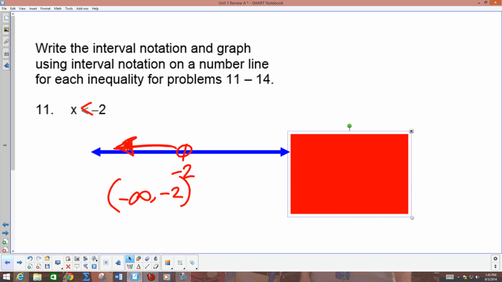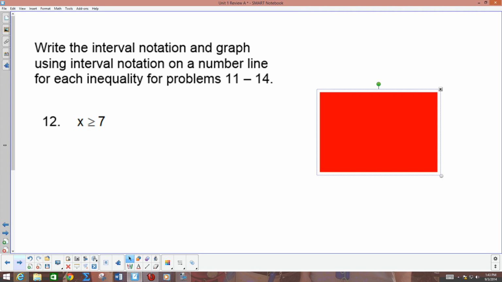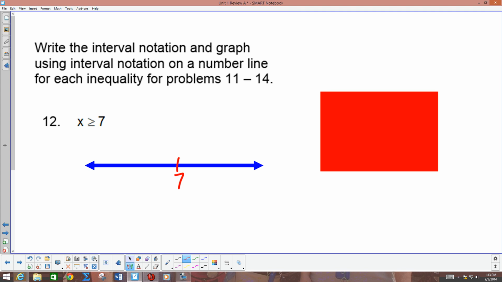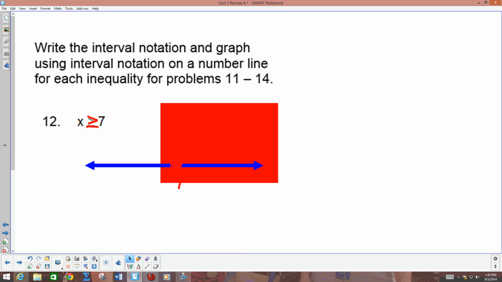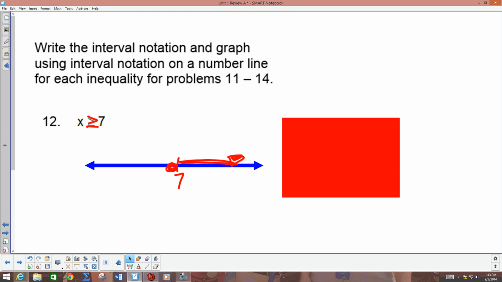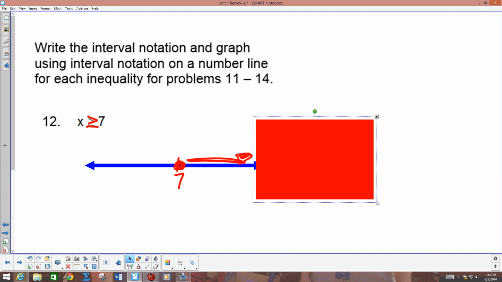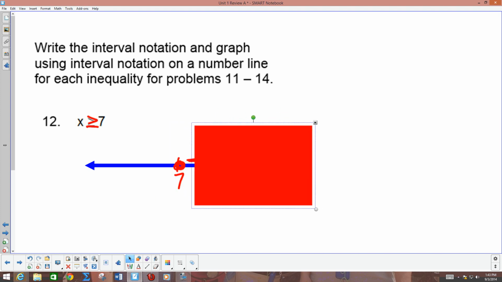So here's my number 12. And so I need my number line. And so here's my number line. And so all I care about at this point is the critical point of 7. This one is a greater than or equal to, and so that tells me that it's going to be a solid dot, and greater than is to the right. And so where does my graph begin at? It begins at 7. Where does it go to?